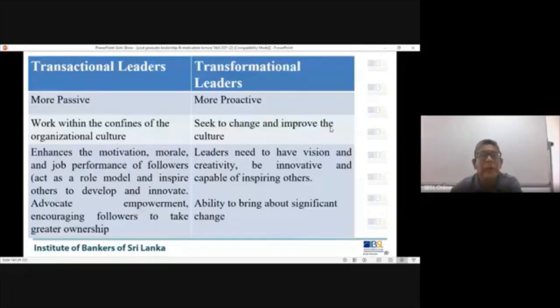Okay. Now, if you really look at this for your understanding, the difference between these two: transactional leaders are more passive rather than active like transformational ones, right? They may remain confined to the culture, but a transformational leader always tries to change the culture and come up with good things, right? So transactional leaders basically improve motivation, yes, but transformational leaders try to inspire others.